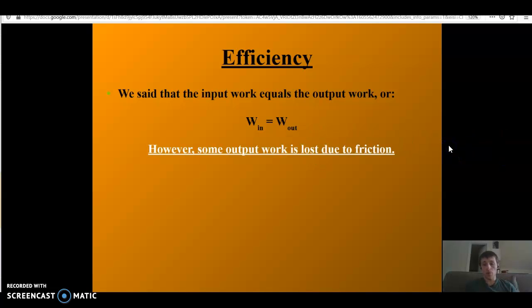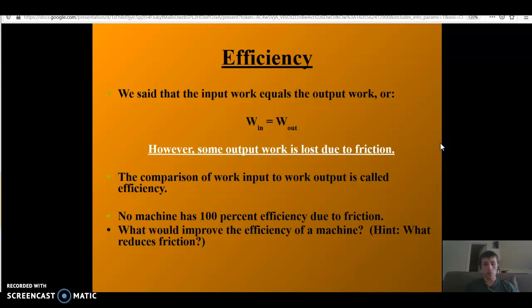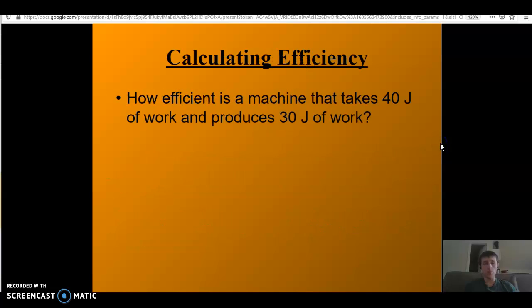However, some output in terms of your work is going to be lost due to friction. This is just an inevitable truth. You cannot get rid of friction. You can reduce it a little bit, but you can never be fully rid of it. So the comparison of work input to work output is called efficiency. No machine is 100% efficient, and we are going to be taking a look at how this works.